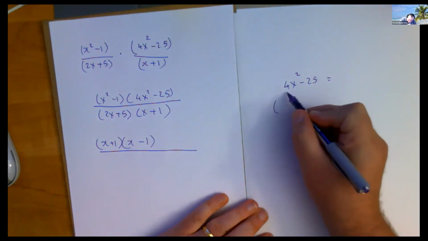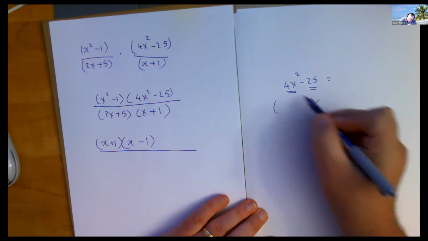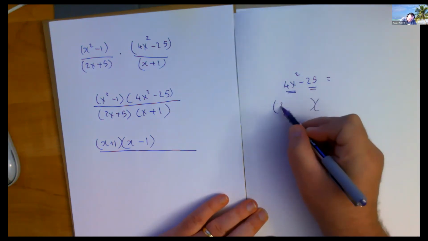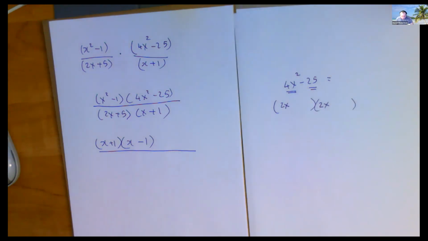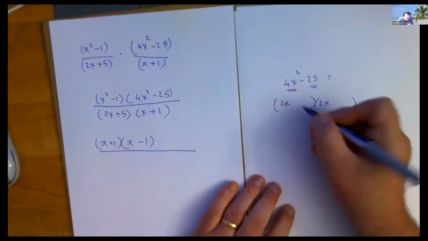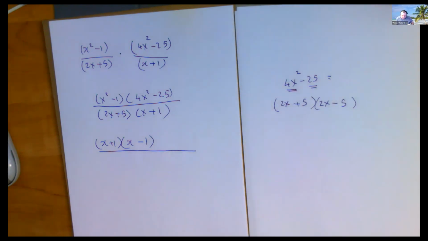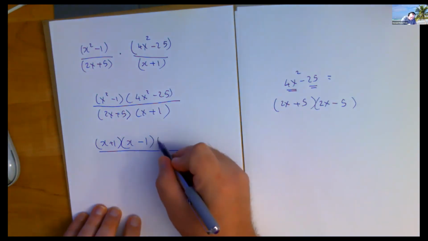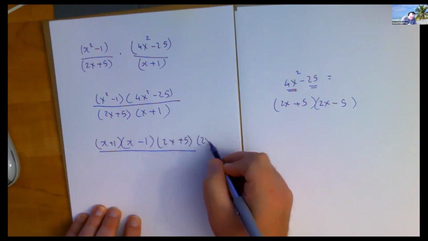But what you have to take account of is that it's not x squared anymore. So you don't get x plus 5, x minus 5. What you get is 2x plus 5 and 2x minus 5. You see, that's the only adjustment that you need to make. So on this side, I get 2x plus 5 times a 2x minus 5.